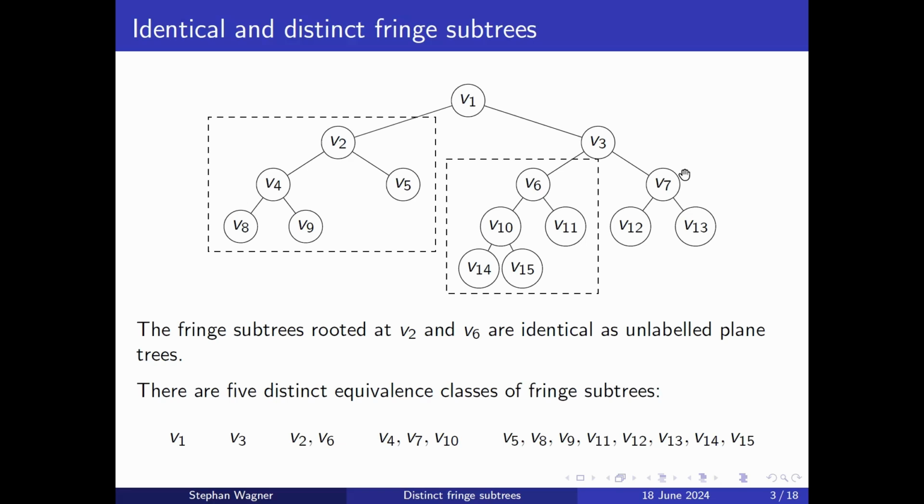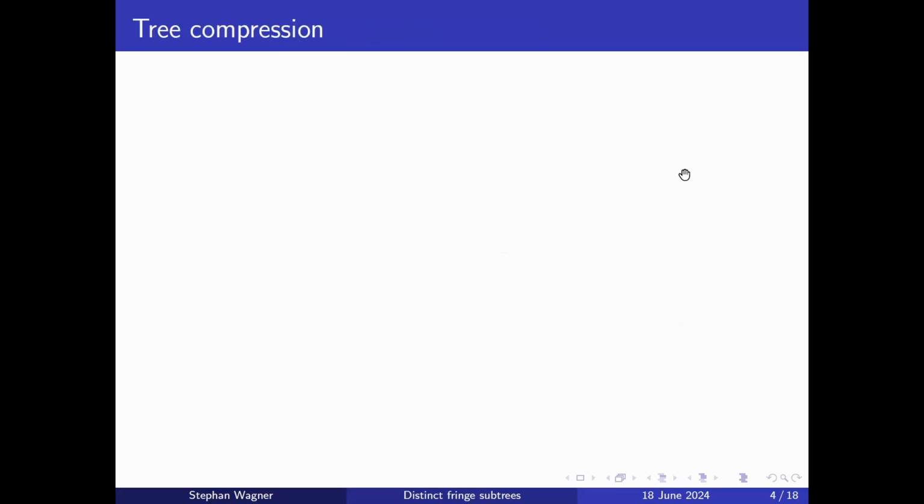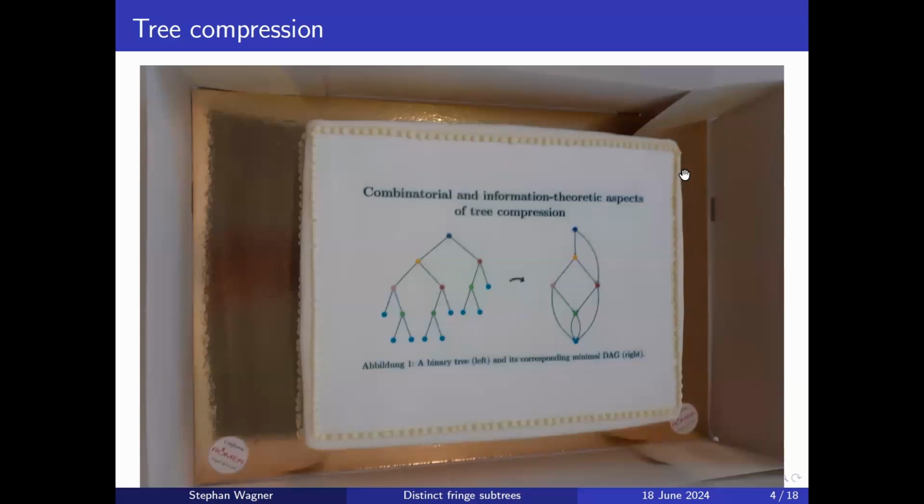All right, now why would I be interested in the number of distinct fringe subtrees in a tree? One of the reasons is tree compression, and the best way I could think of to explain tree compression is with a cake, specifically this cake. I should explain. This is the cake that was used to celebrate Louisa Seelbach-Benkner's very successful PhD defense. And the cake features, well, tree compression, which is a main component of her thesis.